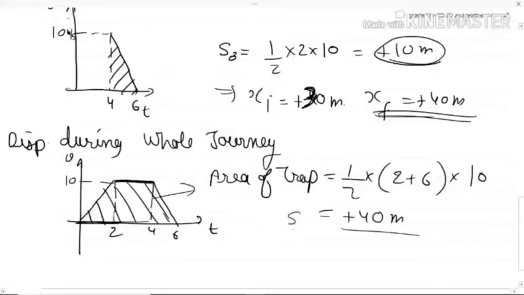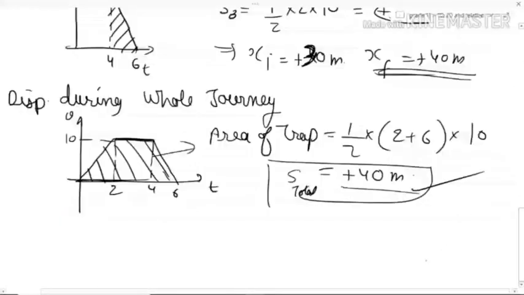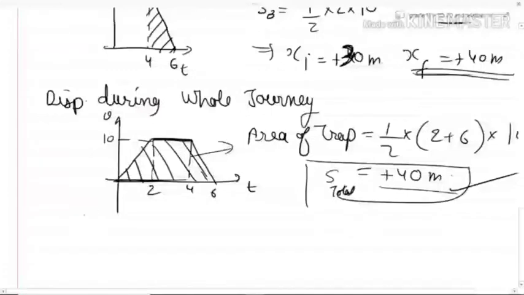Is this clear? This is the total displacement, which is the total area under the curve. Can you see the total displacement was obviously 10 plus 20 plus 10, so 40. Correct? Is this clear? Okay, note it down.